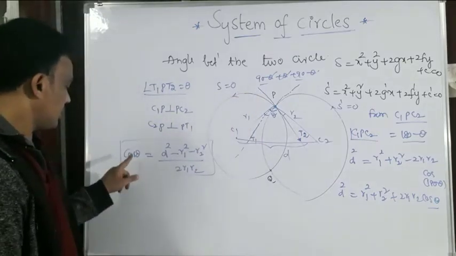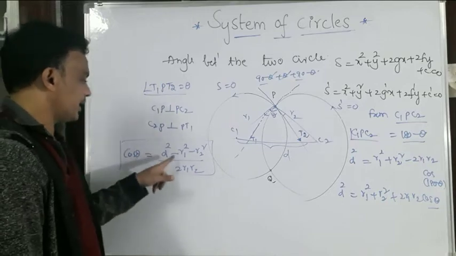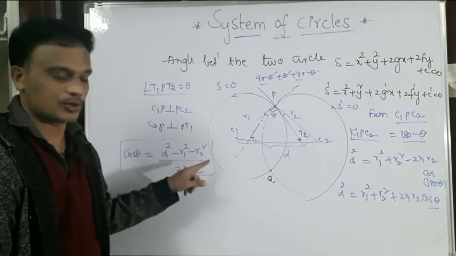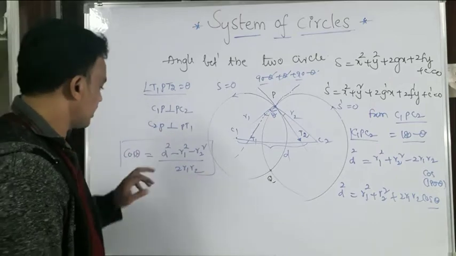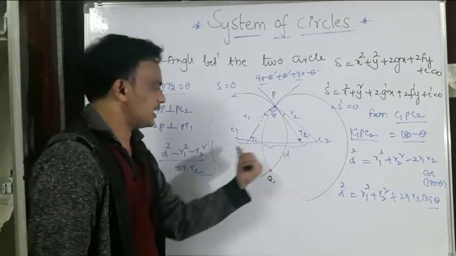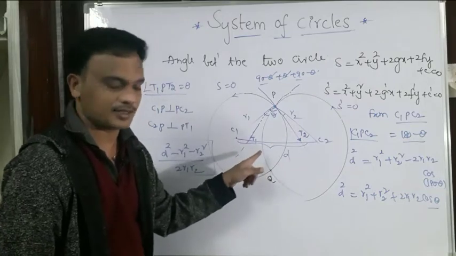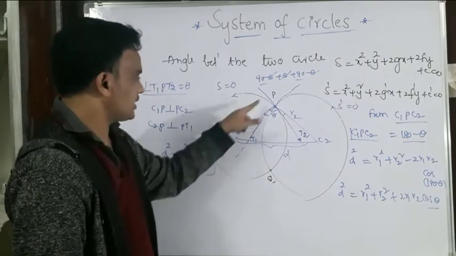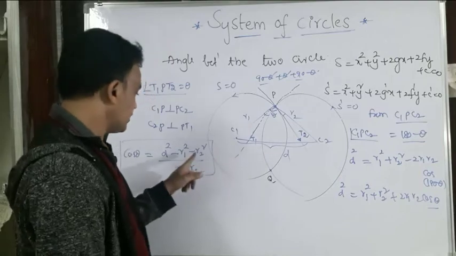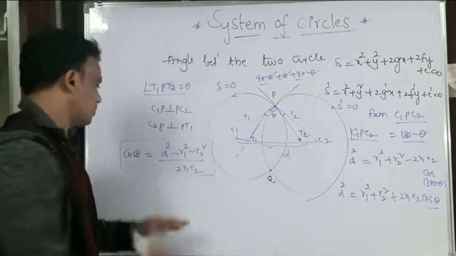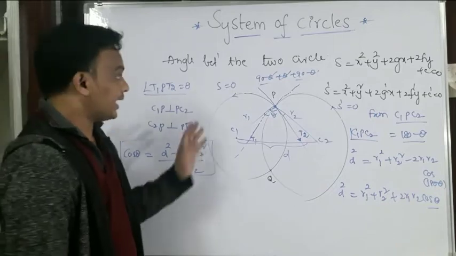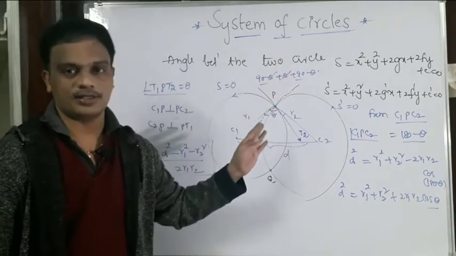cos theta is equal to (d square minus R1 square minus R2 square) by 2 R1 R2. In that case, what are the terms? D means the distance between the centers of the circles, R1 is the radius of the first circle, and R2 is the radius of the second circle. So by using this formula we will get the angle between the two given circles, okay students.